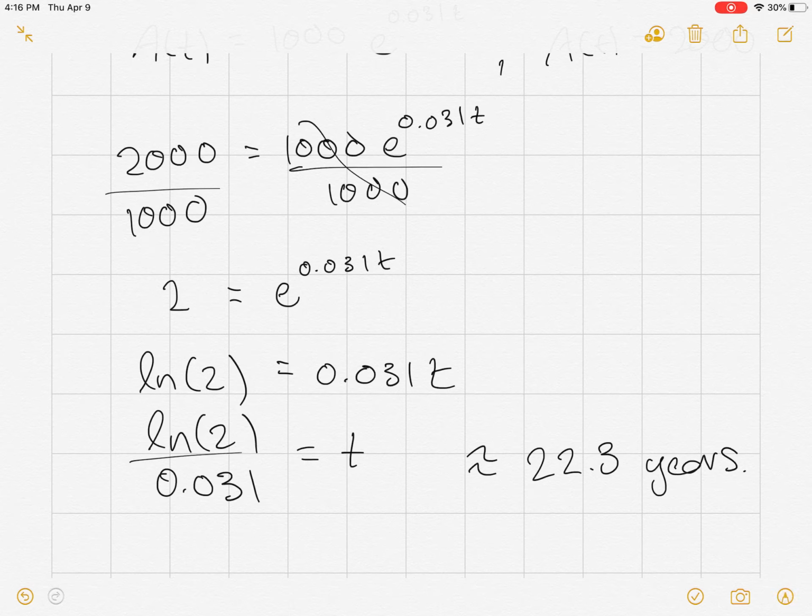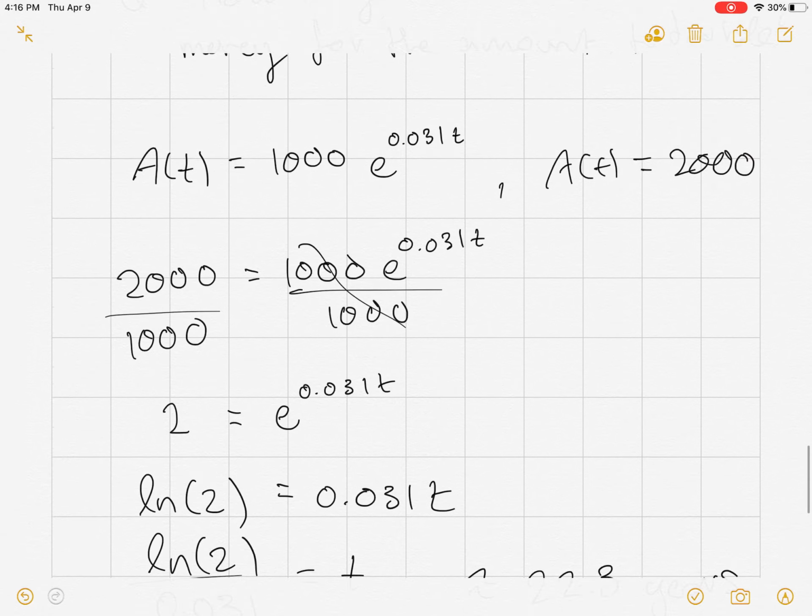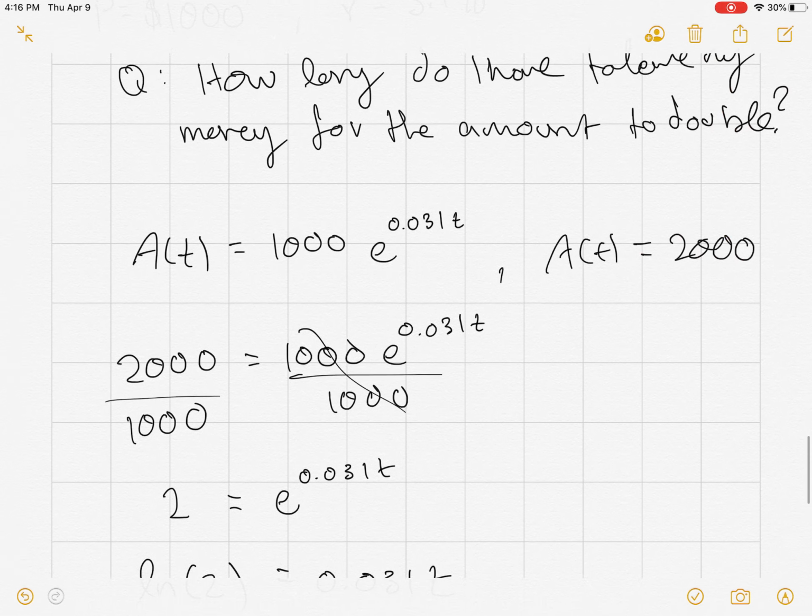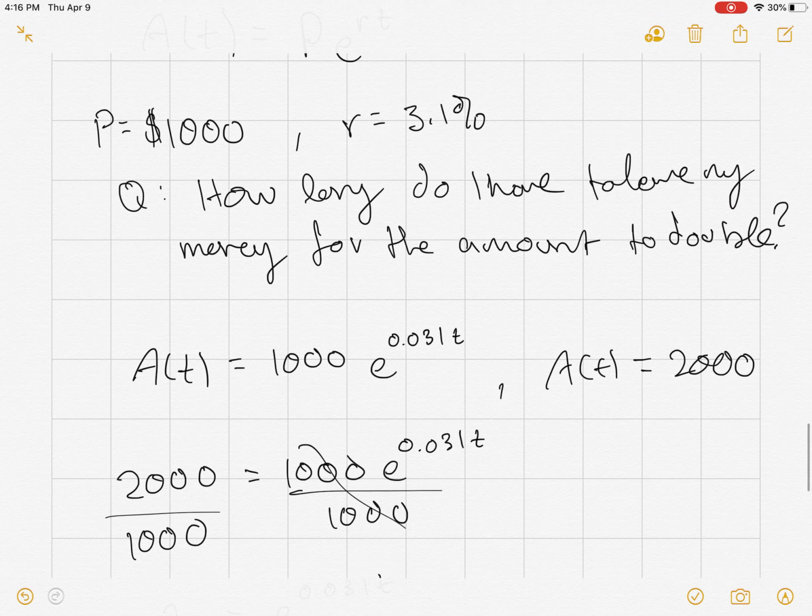Right, so maybe not the best method of investing your money, right? It's going to take you 22 years to double the amount of money that you have.